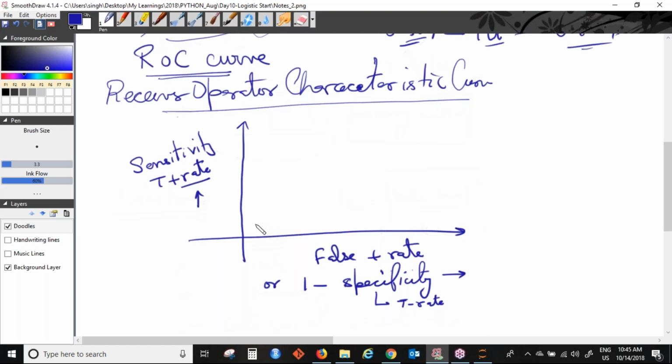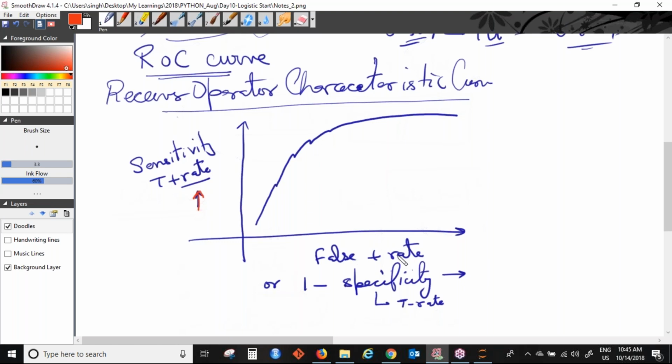And it looks something like this. It typically looks like this. So what is this parameter? Tell me about the y-axis. Is this good or is this bad? Tell me, guys. Higher value of sensitivity, is this good or bad? Yes, this is good, right? This is how many actual ones you are able to identify. So it is something good.